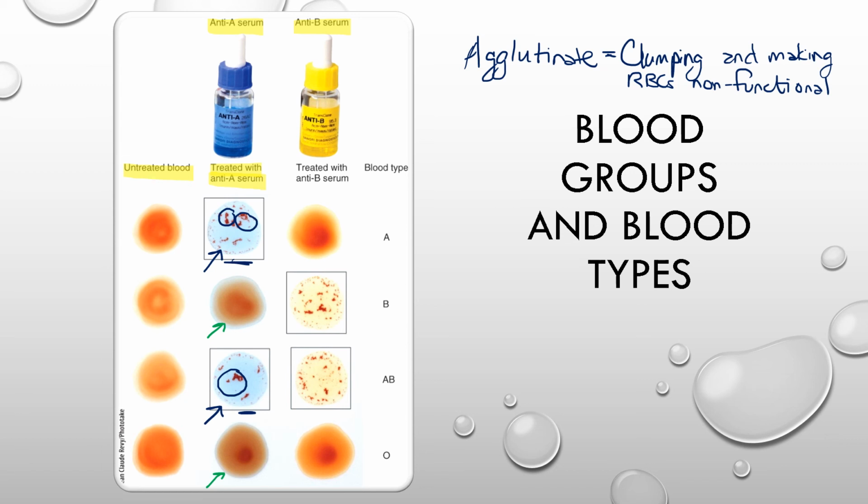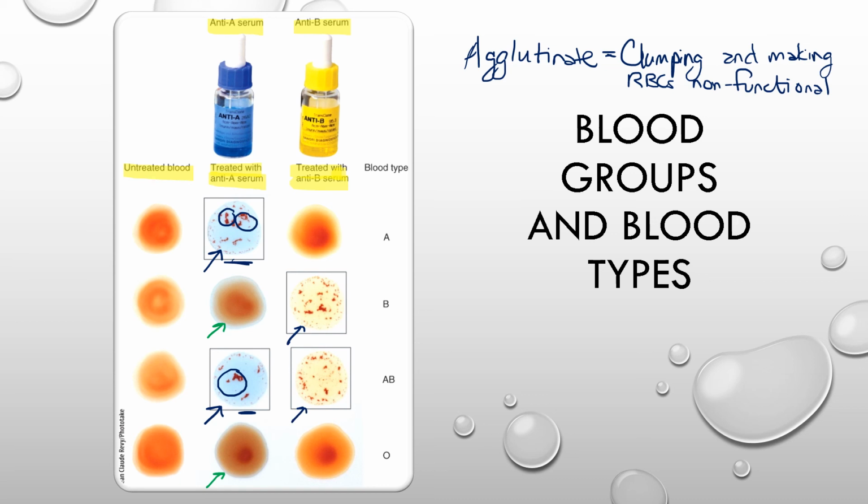Now another drop of that same blood is mixed with anti-B serum. Now remember, these contain anti-B antibodies, and they're going to agglutinate with red blood cells that possess B antigens. So the anti-B serum contains anti-B antibodies that will agglutinate with red blood cells that have B antigens on them. So you can see that agglutination happening here and here.